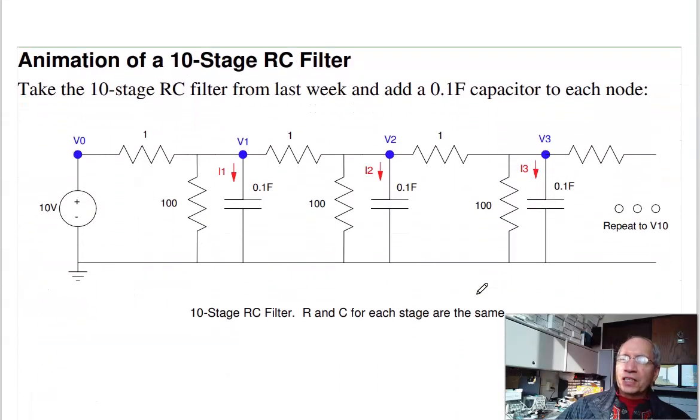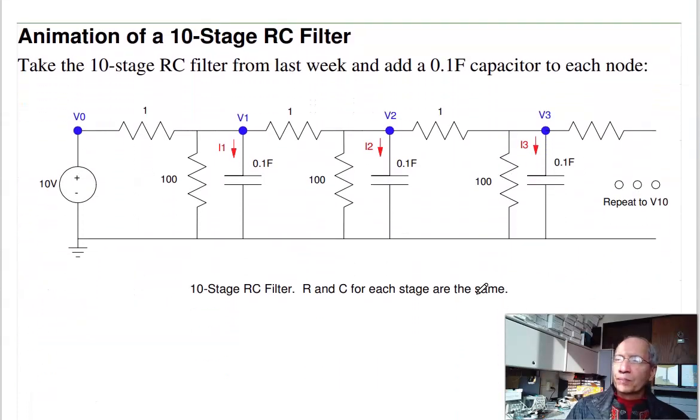And after 10 seconds, I can then plot all the data. Okay, so that was for a 3-stage RC filter. Now let's show off a little bit. Let's do a 10-stage RC filter. So for a 10-stage RC filter, let's have all the resistors and capacitors be the same.